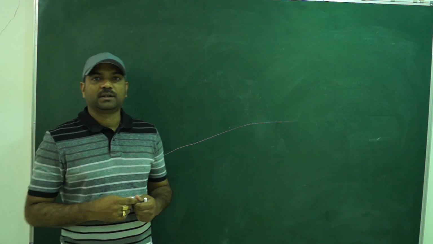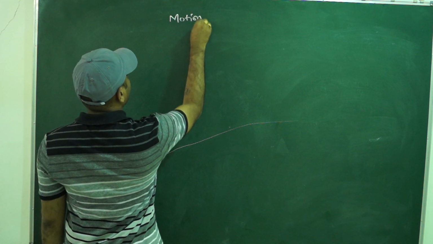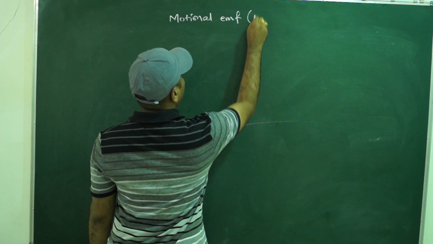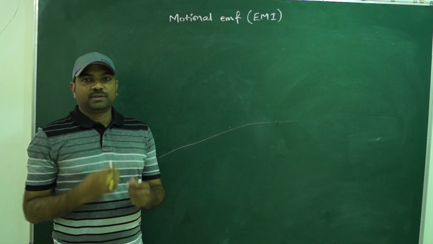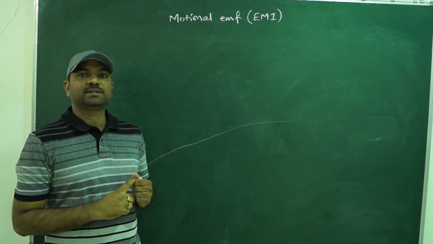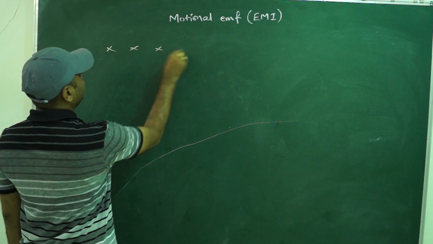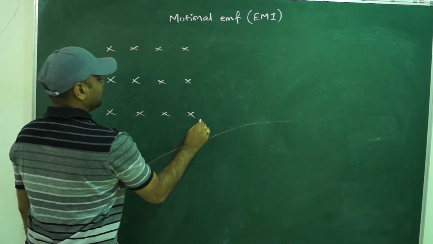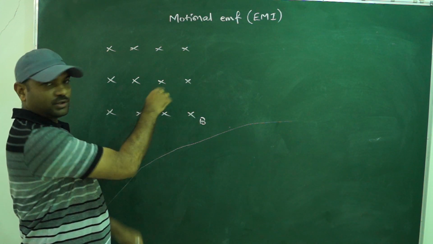Hello students, today we discuss motional EMF, which is part of electromagnetic induction. Today we see how EMF is created when a conductor is moving inside a magnetic field. For example, I am taking one magnetic field which is into the board. It is a constant magnetic field, and its direction is into the board.